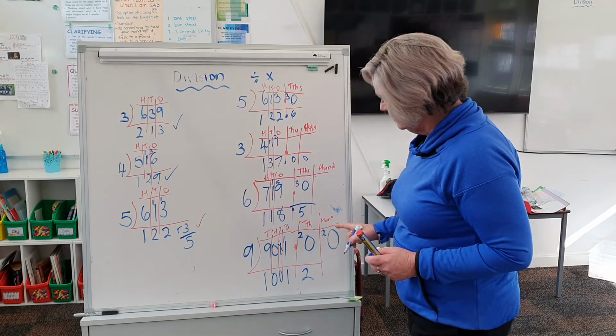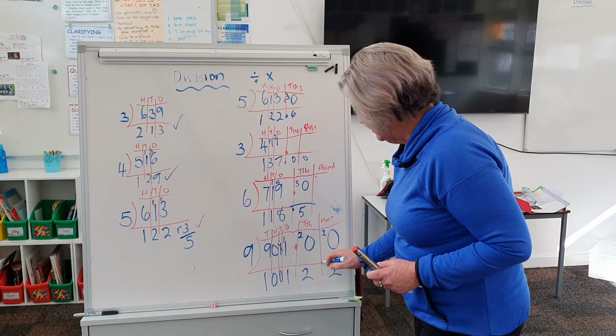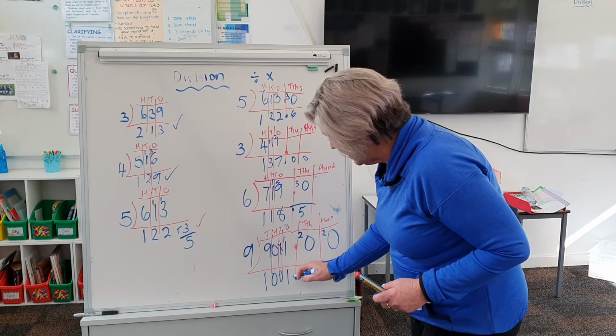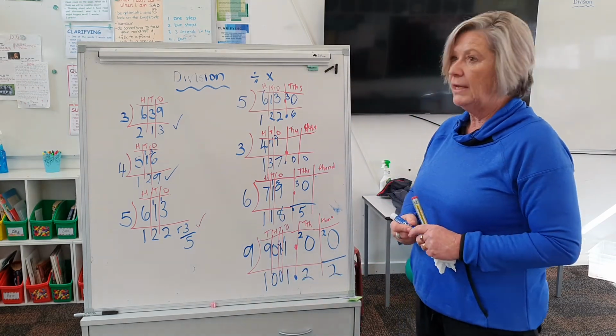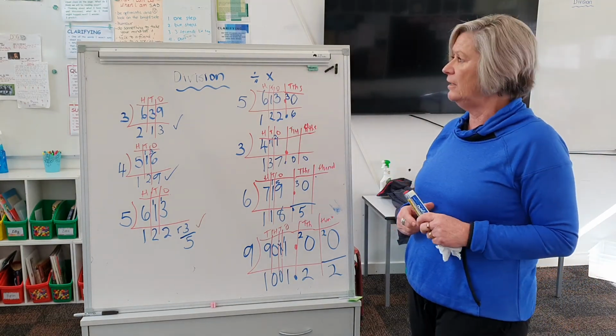Again, put a 0, 20 shared between 9 means they get 2, and we don't keep going. We've done that to 2 decimal places. So our answer would be 1001.22.